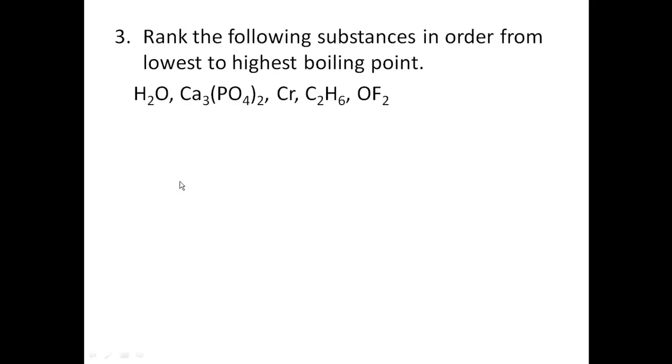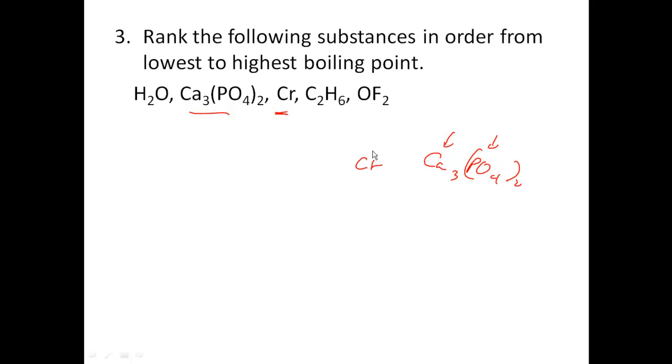Lowest to highest boiling point. Well, what do we have? We do not have a network solid, but we do have a metal, and we do have an ionic compound. So the ionic compound is going to be last: Ca3(PO4)2. Bottom line, guys, on your ionic compound, you can see that that's a metal and that's a non-metal. So we can tell that it's ionic.